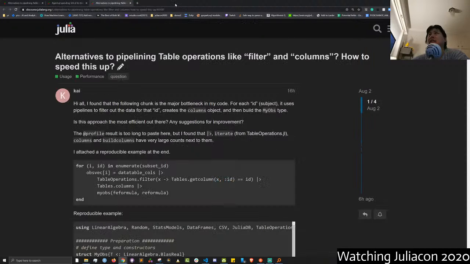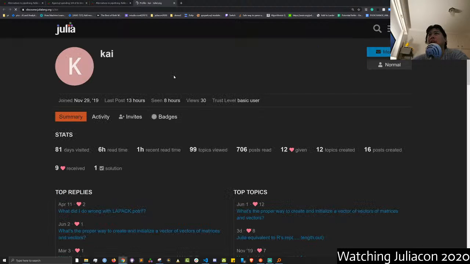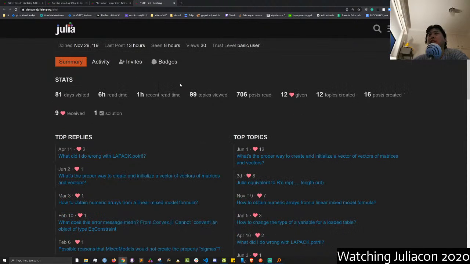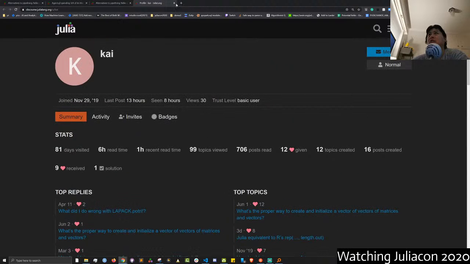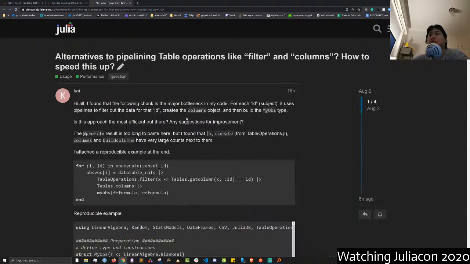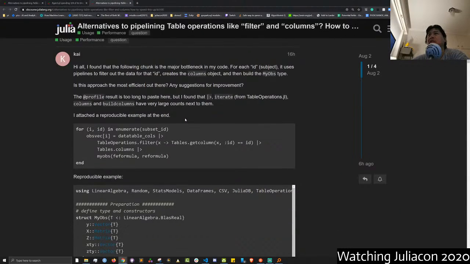can't understand that. Alternative to pipelining table operations like filter, how to speed this up? Kai. I used to have a co-worker called Kai, but I highly doubt this guy is the same co-worker I had, because I don't think the co-worker that I knew would be interested in Julia as a programming language.